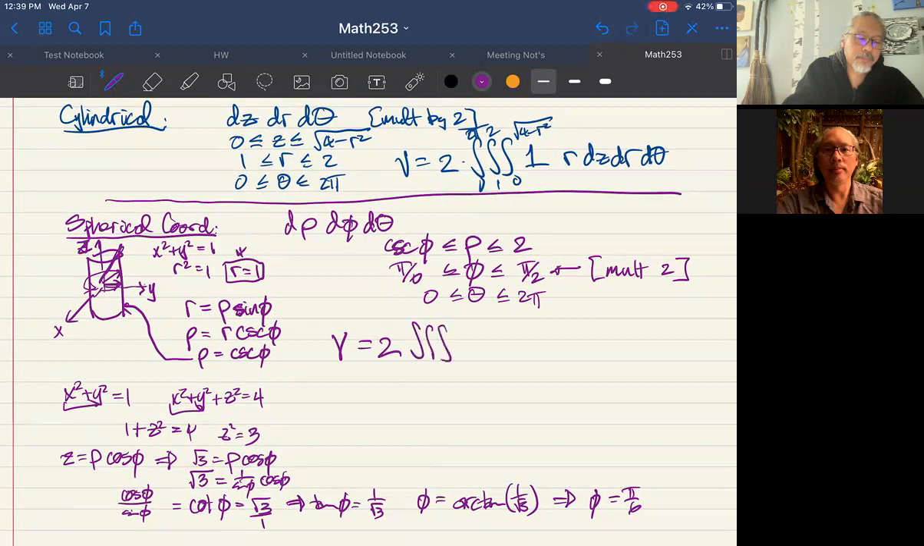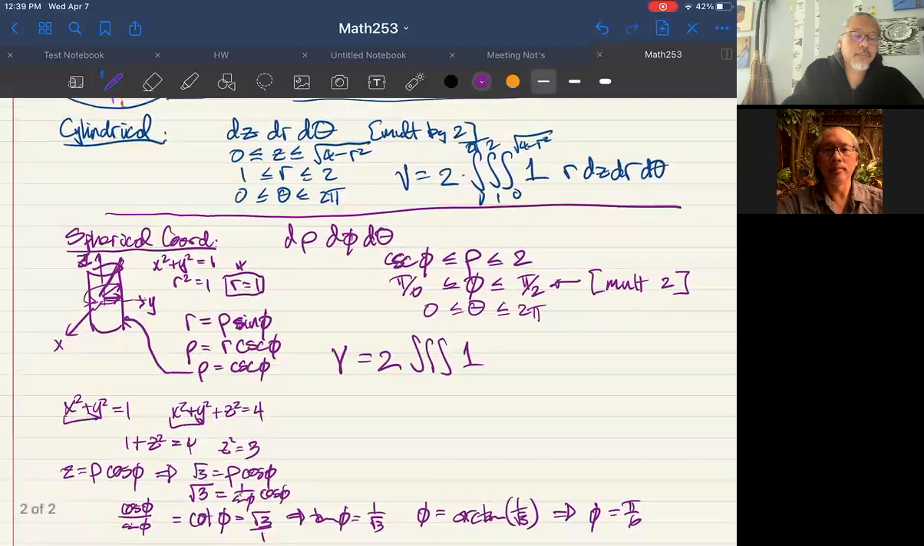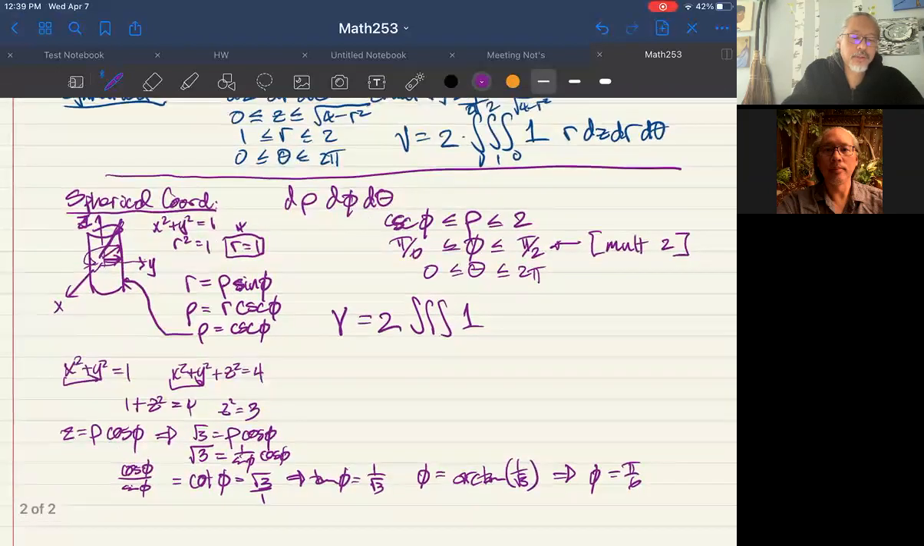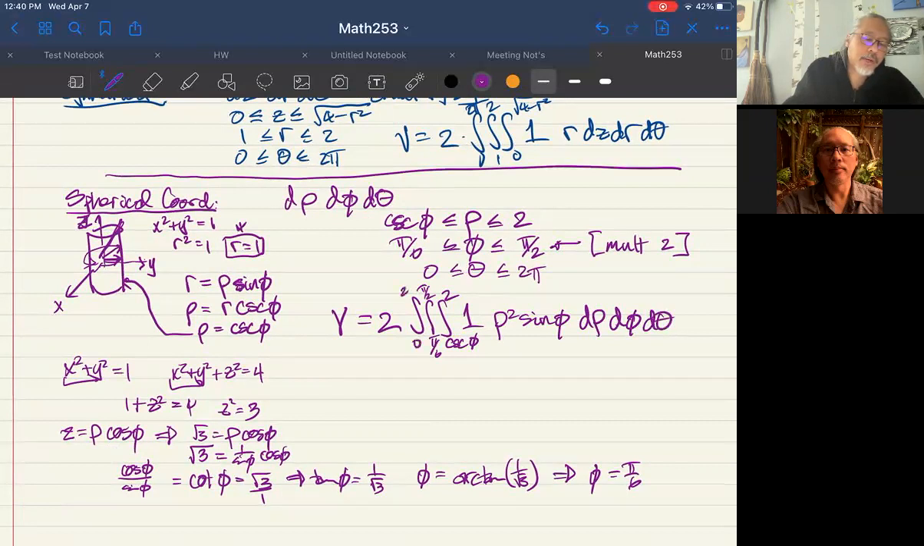We're going to have a triple integral. Now to go from Cartesian to spherical, we're going to have a rho squared sine phi. That's just automatically generated, like your differential. And then we decided to go rho first, and that rho goes from cosecant phi to 2. And then our phi goes from pi over 6 to pi over 2. And then our theta goes all the way around from 0 to 2 pi.